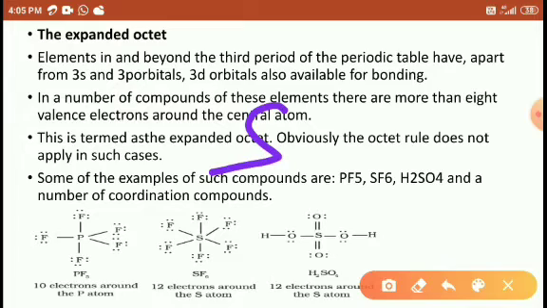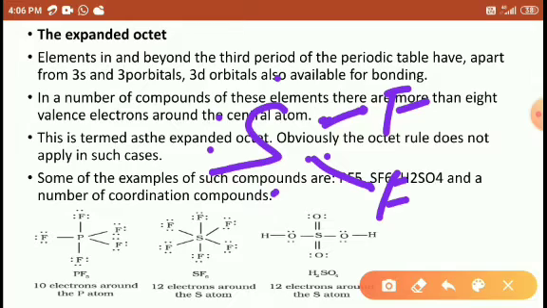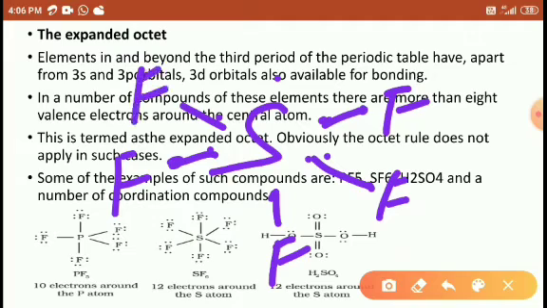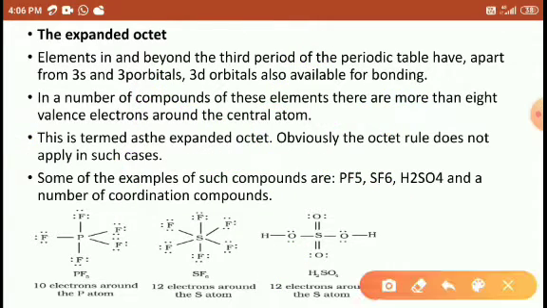Similarly, sulfur has 6 valence electrons in its outermost shell. With 1 phosphorus here, covalent bond: 2 electrons. Second covalent bond: 4 electrons. Covalent bond: 6 electrons. Covalent bond: 8 electrons. Covalent bond: 10 electrons, and the last covalent bond gives 12 electrons. So more than an octet is developed here. Right, students?